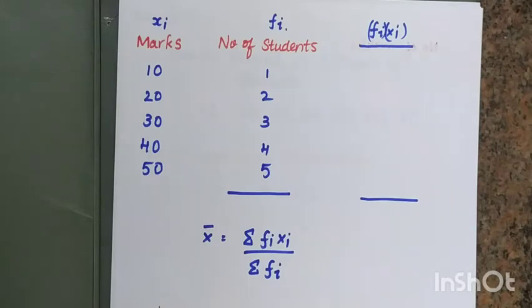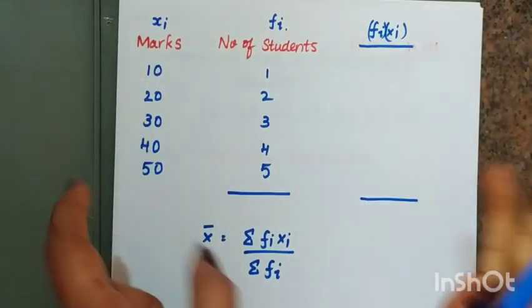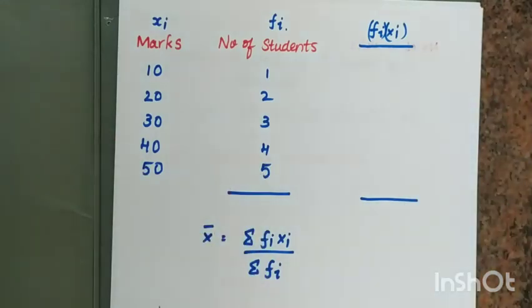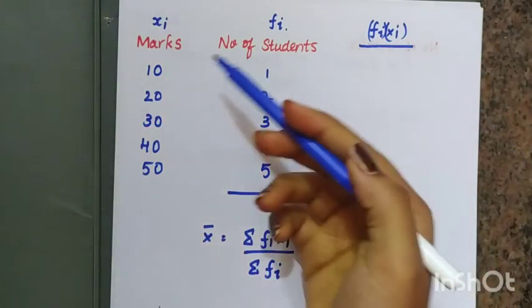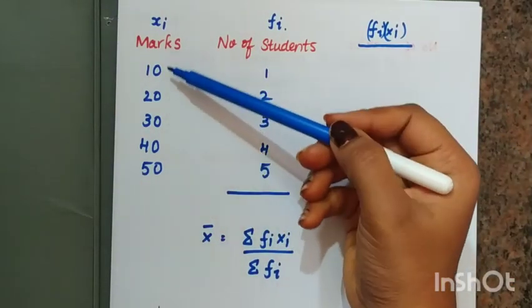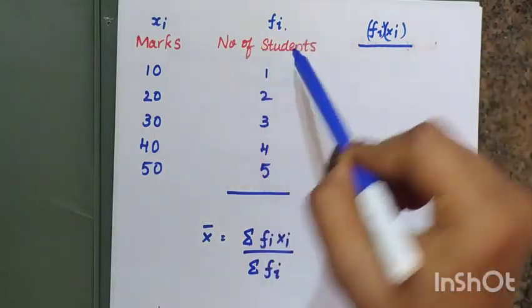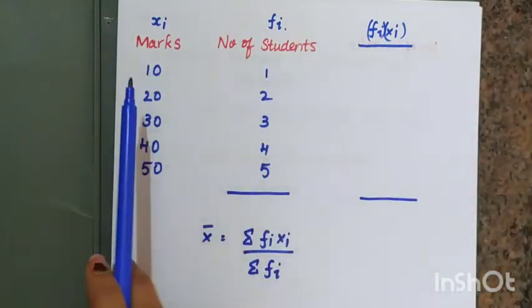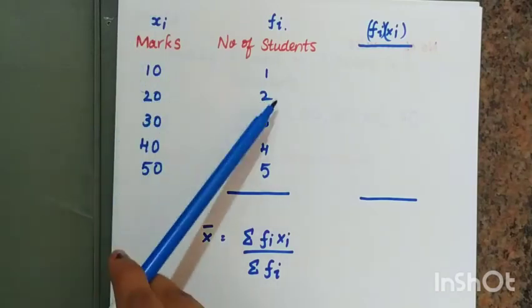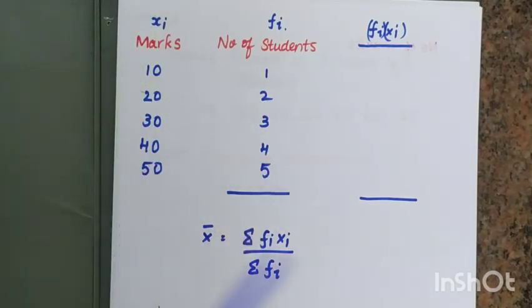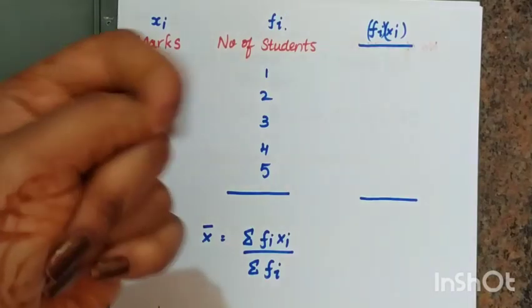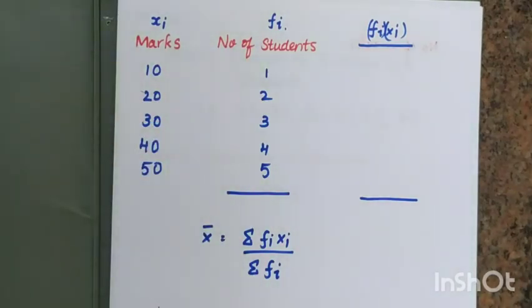Now if they ask for the mean when it's given in a table, so there are marks scored by the students and these are the number of students. 10 marks scored is 1, 20 is 2, 30 is 3, 40 is 4 and 50 is 5. Now this is known as Xi and this is known as Fi. Fi in the sense frequency, as I told you. The formula for mean is sigma Fi into Xi by sigma Fi.